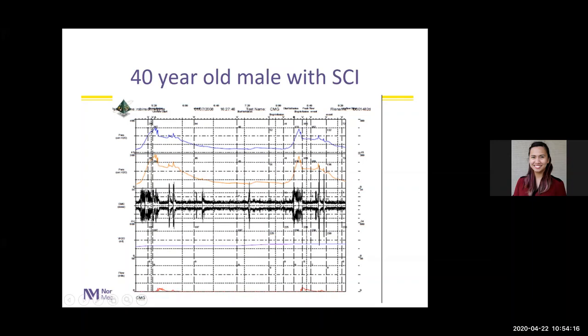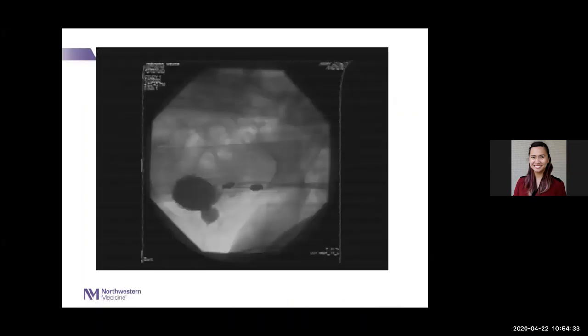You also see a little bit of leak here, a little bit of leak here. And this is at really low volumes, and you slow down the fill and you say, okay, let's try it again. You slow it down to like 5 mL per minute and boom, it happens again at about 80 mLs fill. And this is what the picture looks like.